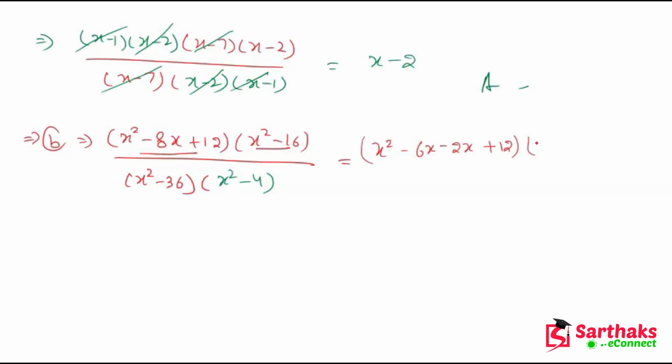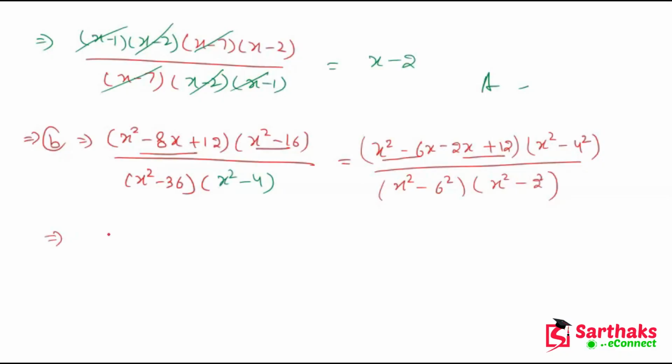Now here we can write it as x square minus 4 square, and it is divided by x square minus 6 square, and here we can write x square minus 2 square. Okay, from these two terms we can take x as common, and from these two terms we can take minus 2 as common. So we get x into x minus 6 minus 2 into x minus 6.